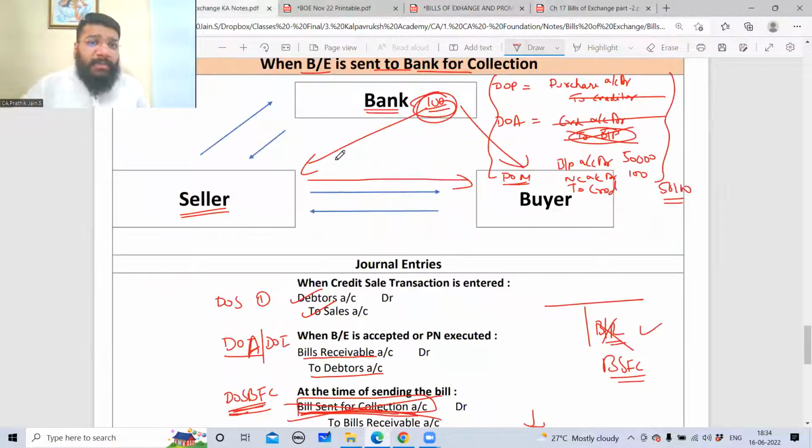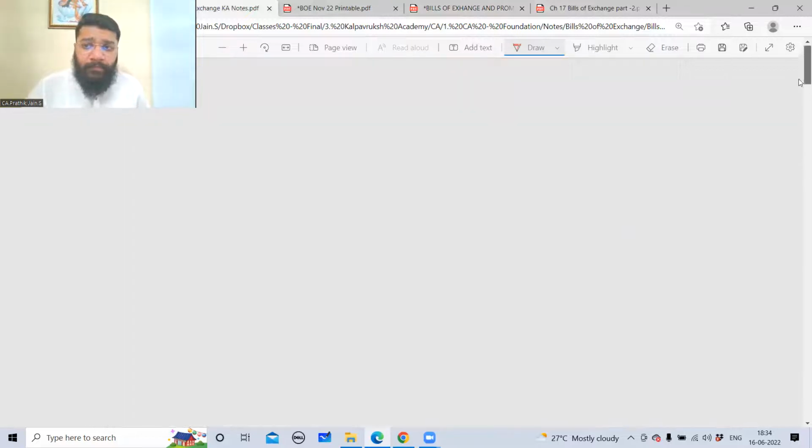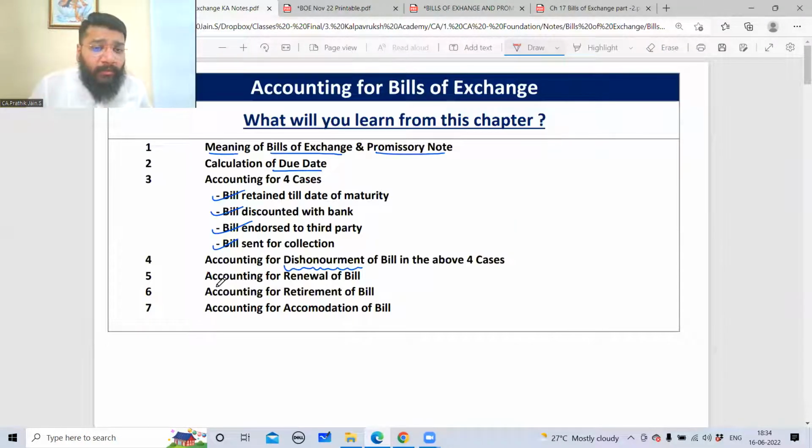Okay. So I think I'll stop the session here today. Why? Because the next new concept that we're going to study is the concept of renewal of bill and retirement of bill. So this we'll do in tomorrow's session. And there are quite a few questions based on renewal and retirement in your ICA study material. So tomorrow we'll focus on renewal and retirement for 2 hours. Then the next class on Saturday, we'll start afresh the concept of accommodation of bill.